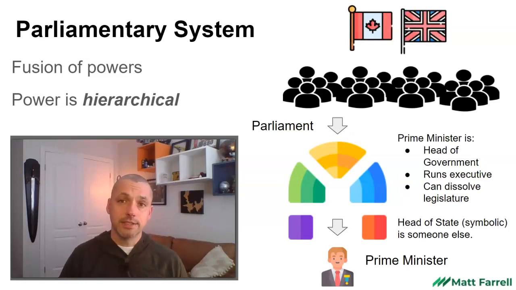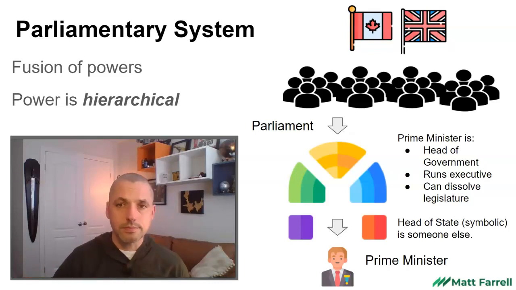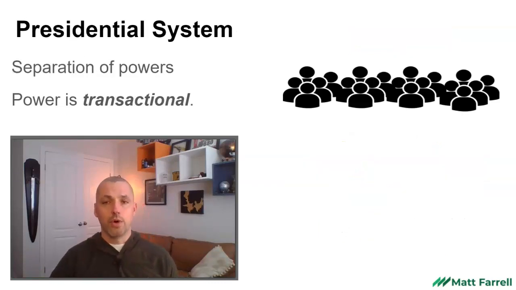Now, examples of this system are found in Canada and the United Kingdom. Both of them are constitutional monarchies. They have a parliament and a prime minister that serves as the head of government, and they have a separate head of state that is really there for ceremonial and symbolic reasons. Another way of organizing power is through a presidential system.